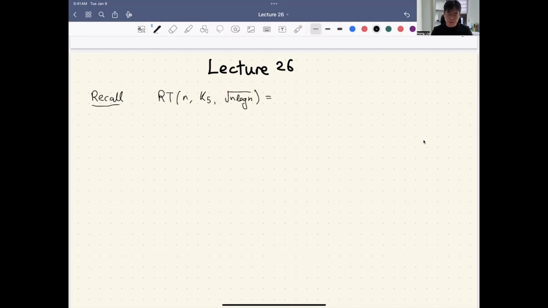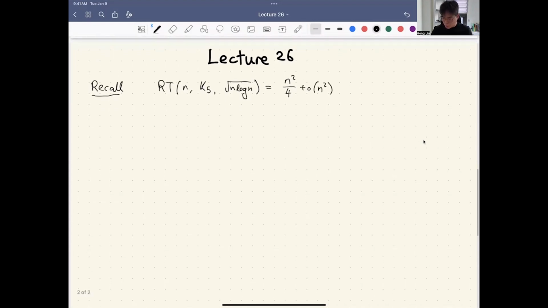Then the number of edges we can get is n squared over 4. Whereas if the independence number drops below square root of n log n, there's a transition to density 0. Whereas for K5, if you are little o of square root of n log n, then this is little o of n squared. This is a result of Balogh, Szemerédi, and Pinghu.